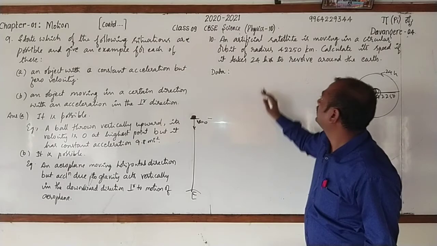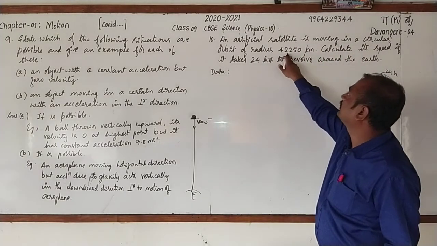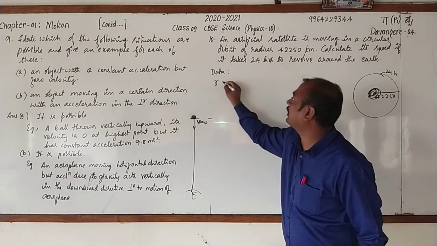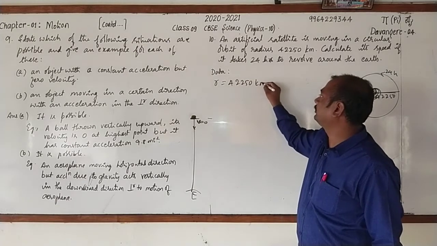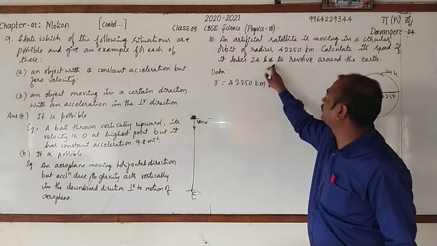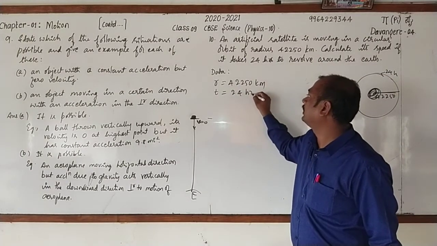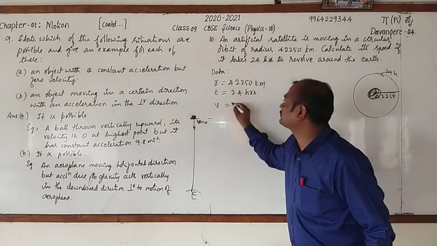Look here. Here, the artificial satellite is moving in a circular orbit of radius 42,250 kilometer. That will be as it is. Then it takes 24 hours to revolve around the earth. That is the time, 24 hours, nothing but the period of revolution. You are going to find out the speed.